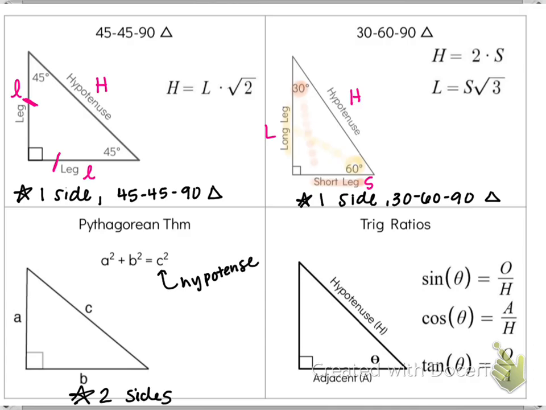Hypotenuse, okay? So you're going to see that the first step for a lot of these is just to label. You're going to label H, L, and L. You're going to label H, L, and S. You're going to label A, B, and C. And last but not least, with trig ratios, you're going to be labeling hypotenuse, adjacent, and for some reason my opposite disappeared. This should say opposite, which is O. Okay?